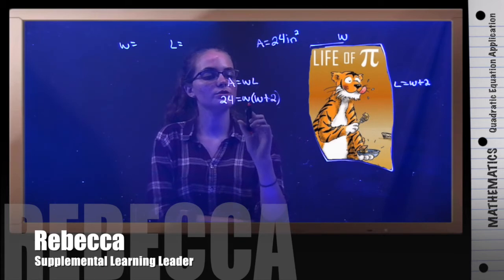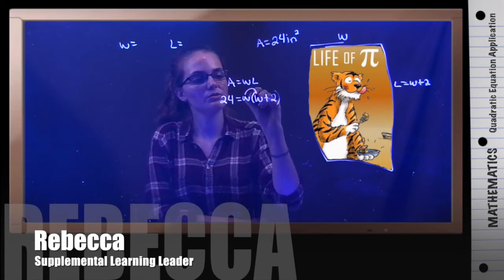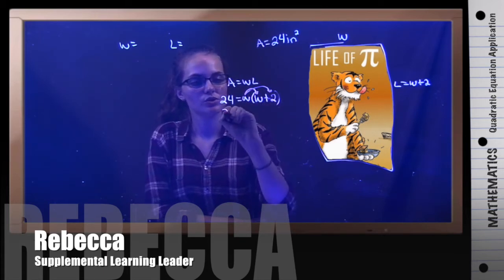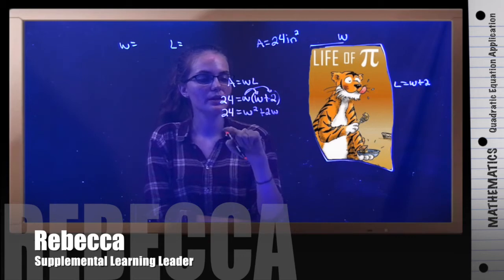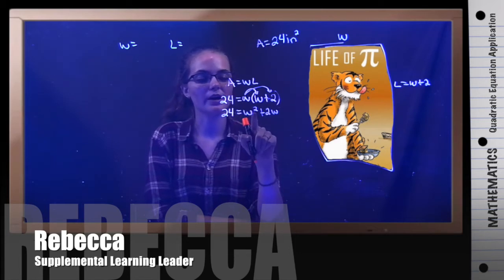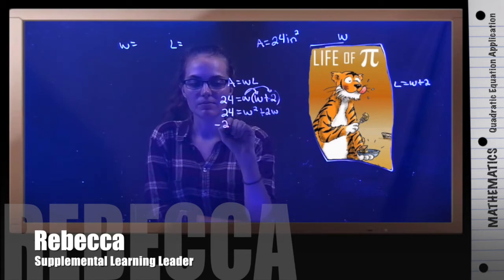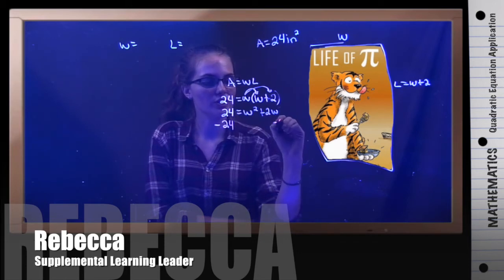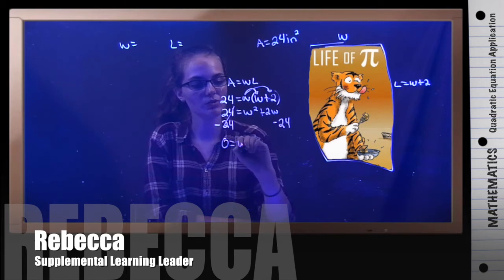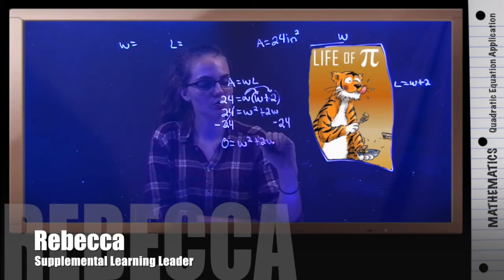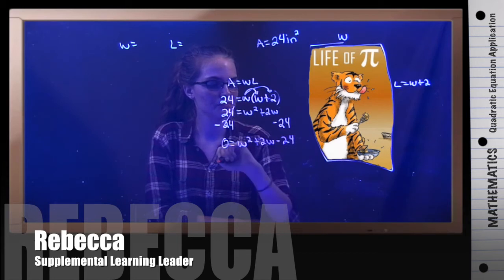Okay, now to solve for W, first I'm going to distribute. So this would be 24 equals W squared plus 2W. Now, this is a quadratic function, so in order to solve this, we can use factoring. And to use factoring, you always want to make sure that one side equals 0. So you have 0 equals W squared plus 2W minus 24.